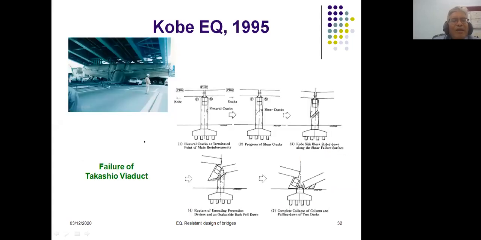Again, failure of the Takasho viaduct. This is the Takasho viaduct. You can see that the entire thing has collapsed. So this was the thing, and here the shear failure is going to take place.